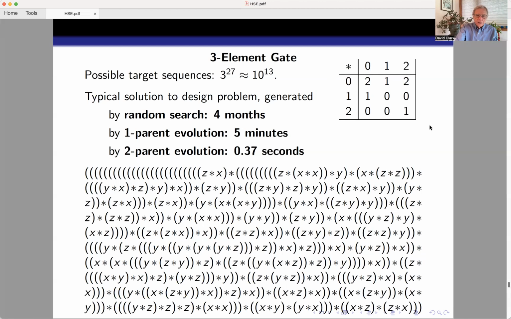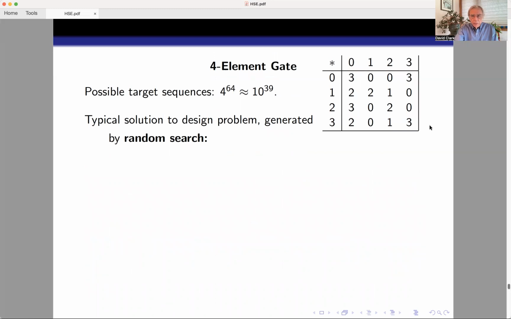So we tried doing it to see if the 2-parent evolution would do any better. And so here's a 4-element gate. And remember now, the number of different possible circuits is 10 to the 39, the number of atoms in a cubic mile of water. This, it calculated, would take a random search 10 to the 25 years to find, much longer than the age of the universe.